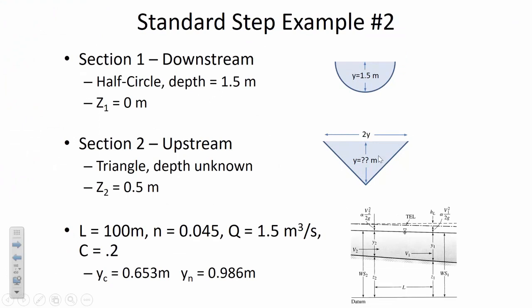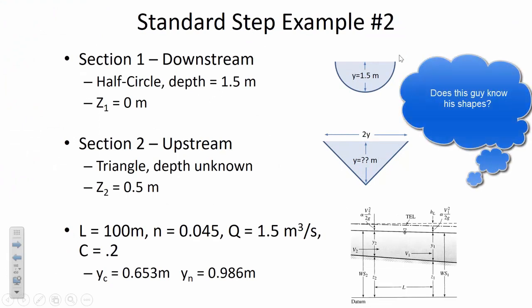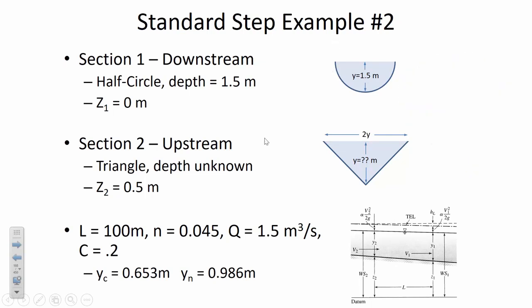We've got a triangular channel going to a half circle downstream. They're 100 meters apart, the roughness is 0.045, and we're putting 1.5 cubic meters per second through there. I've already calculated the critical depth and the normal depth. That confirms this is subcritical, because the critical depth is 0.65 and the normal depth is 0.98, which means we've got a mild slope.